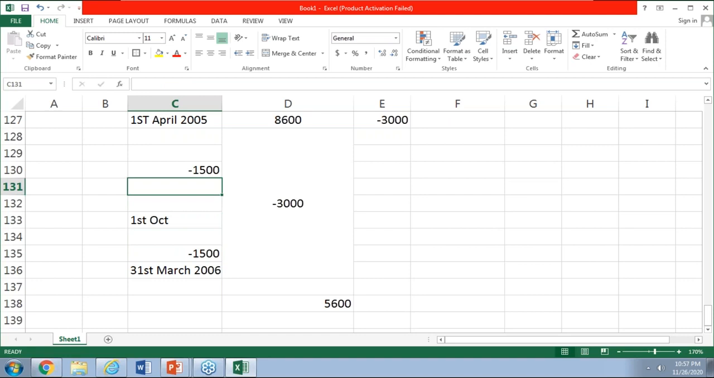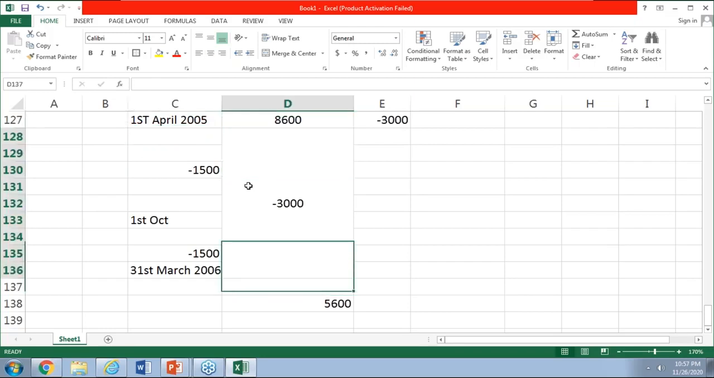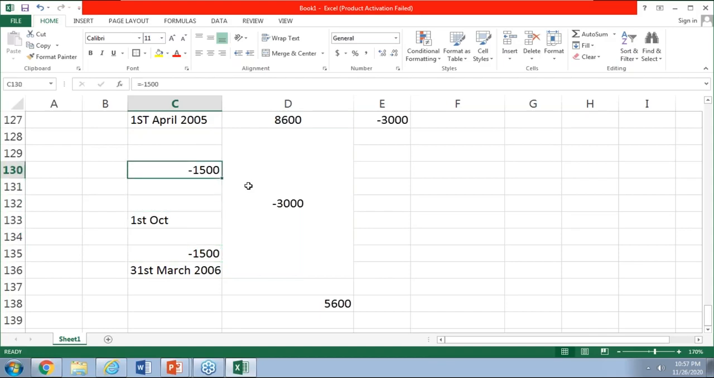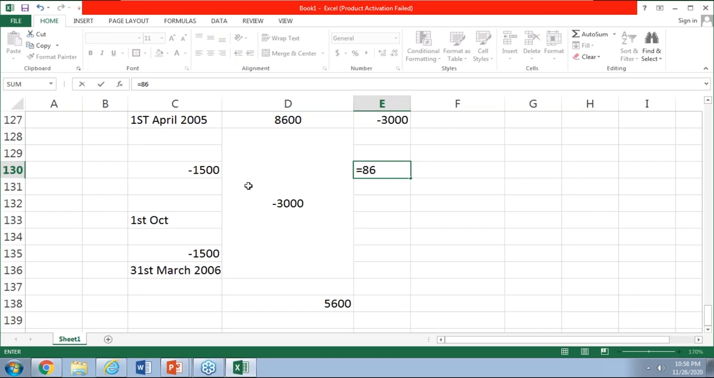So in the first 6 months, the company has suffered a loss. What will be the retained earnings balance in the first 6 months? The opening balance is 8,600 minus this 1,500 value. So at this point, the cumulative retained earnings will be 8,600 plus this loss, so it will be 7,100 at the date of acquisition. Got it?